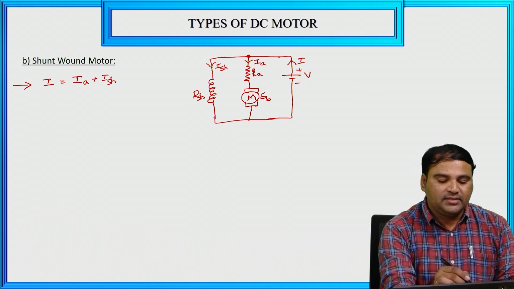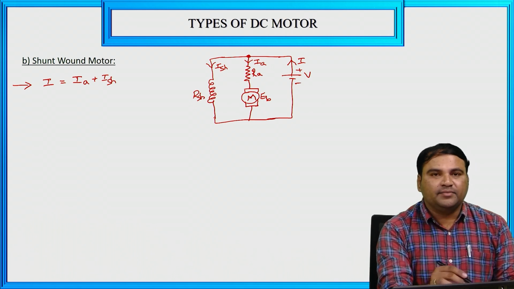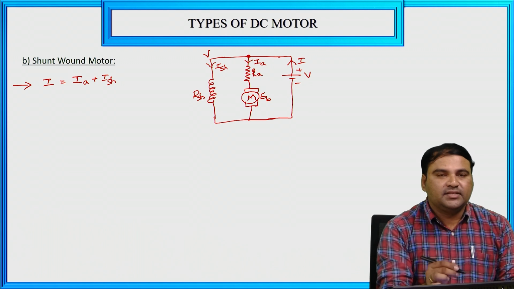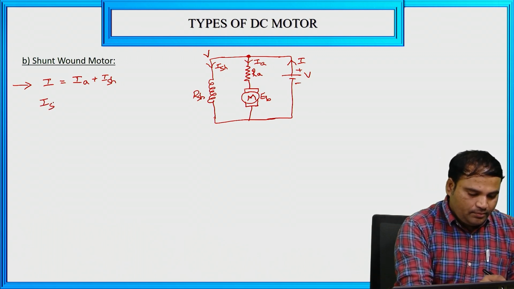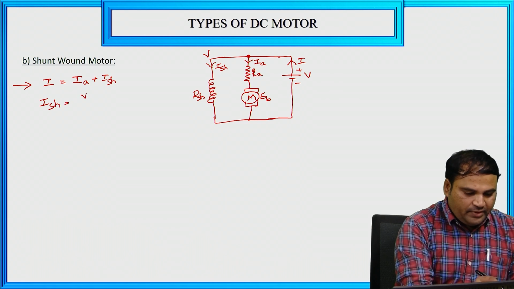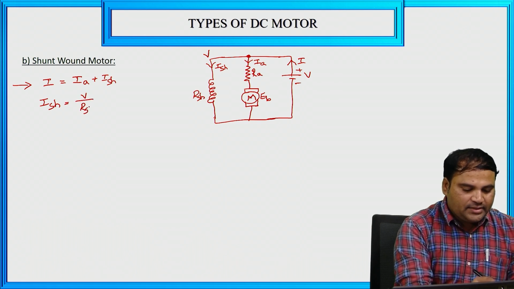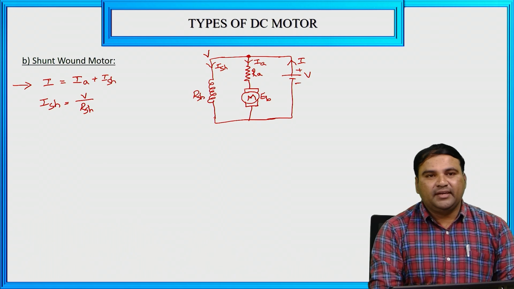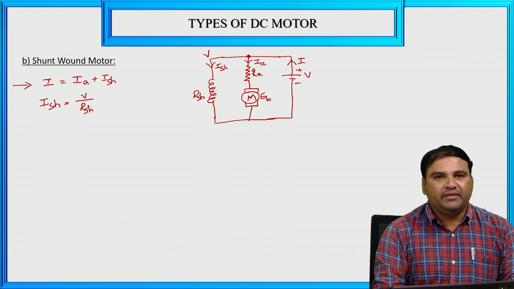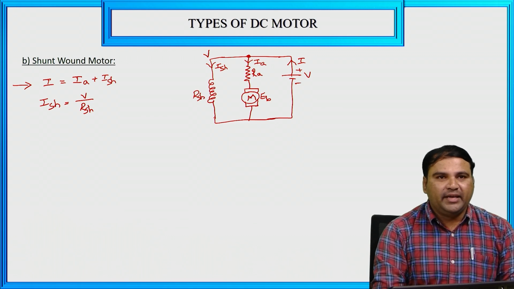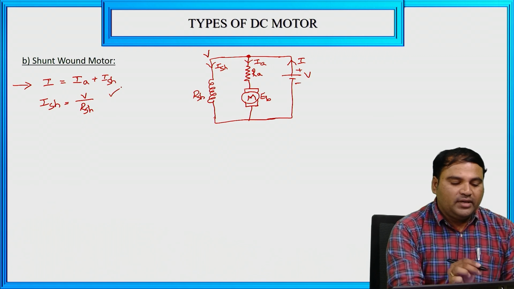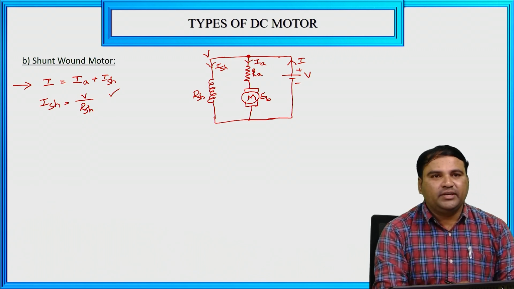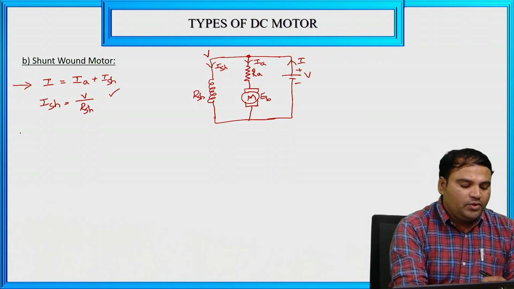This is a parallel connection. In a parallel connection, voltage is constant. Then ISH is equal to V divided by RSH. Shunt field current ISH is equal to V divided by RSH, and the total current I is equal to IA plus ISH. So these two are the current relations of the shunt wound DC motor. Now the voltage relation.